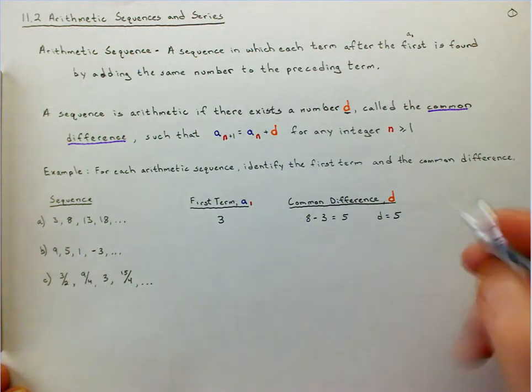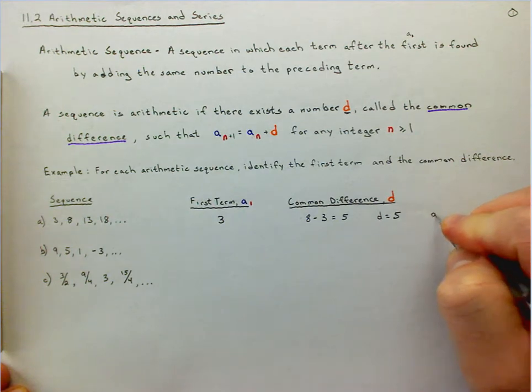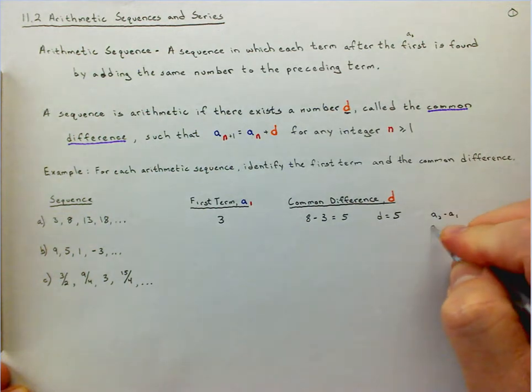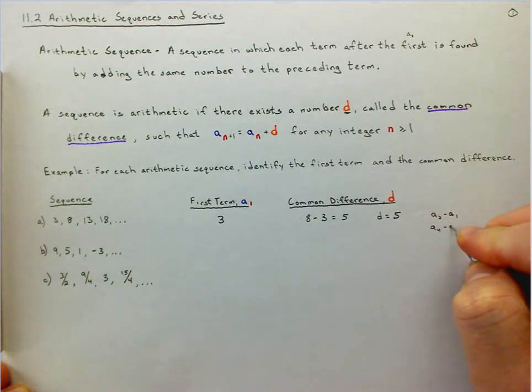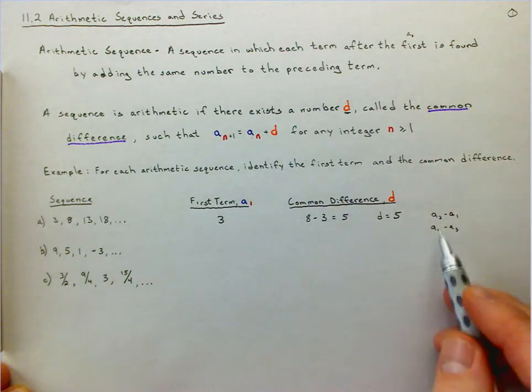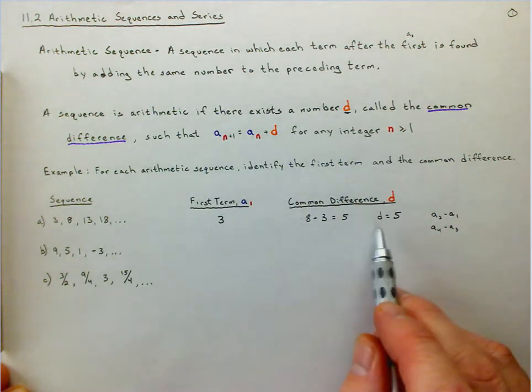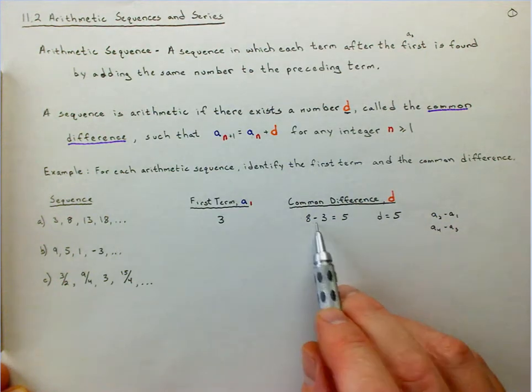Oftentimes how you'll see this written is a sub 2 minus a sub 1. It does not have to be a sub 2 minus a sub 1. It could be a sub 4 minus a sub 3, as long as it's a higher term and the next subsequently lowest term. So that is how you find d mathematically.